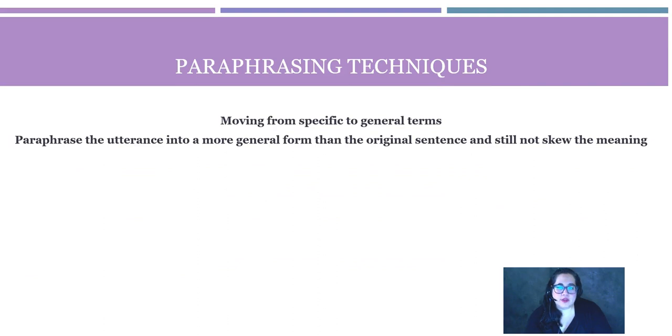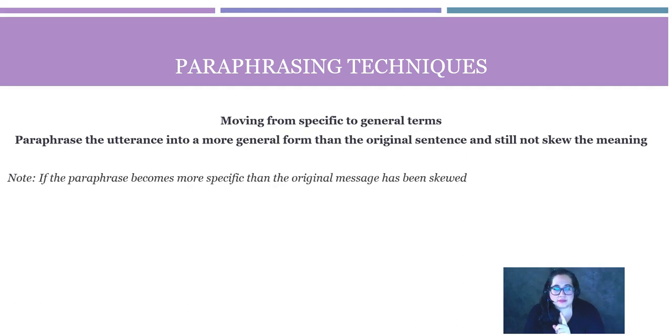The other technique is moving from specific to general terms. Your book says paraphrase the utterance into a more general form than the original sentence, but still not skew the meaning. But here's the key to remember. If a paraphrase becomes more specific than the original message, the message is already skewed. And here's an example.